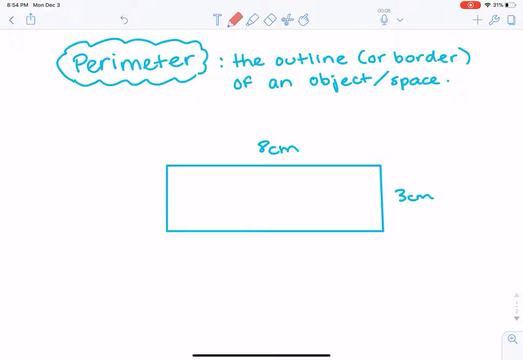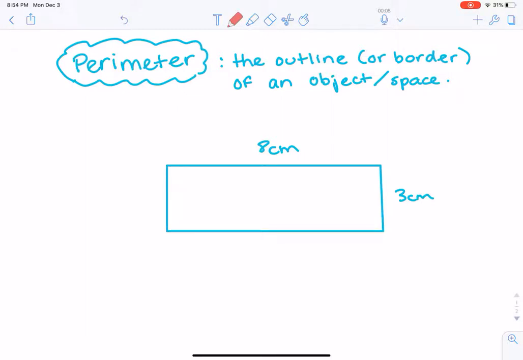So today we're going to be discussing perimeter, which we learnt about on Monday, December 3rd, as we started off our new unit in math for measurement. So when we're looking at perimeter, we're looking for the outline or the border of an object or space. In particular, we're going to look at this rectangle right here, because that's what we did in class today. We looked at our rectangles and our squares, and we calculated the perimeter and the area of each.